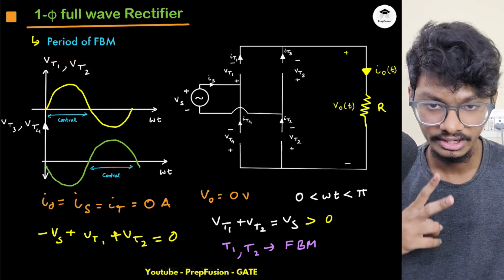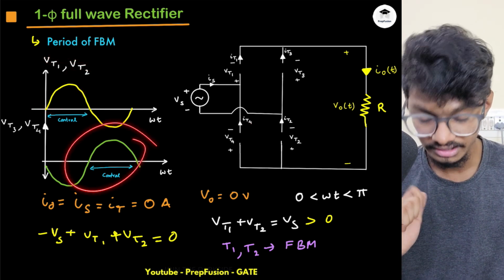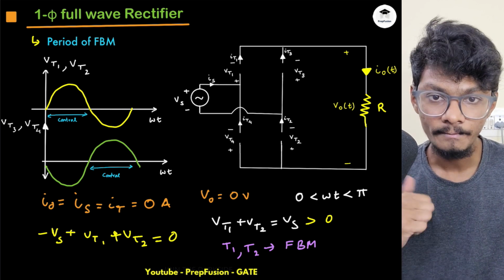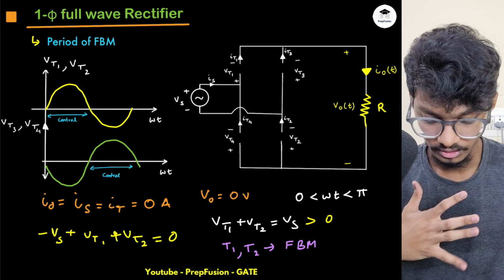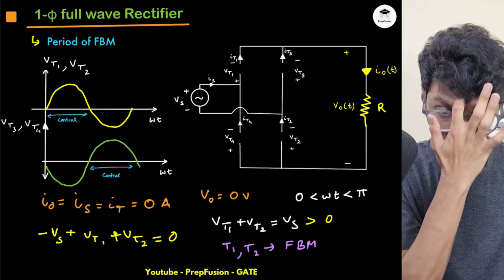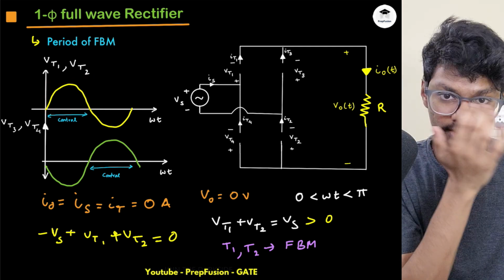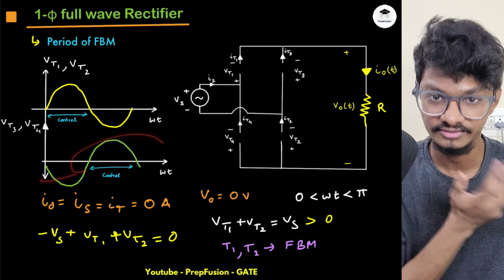Okay, I can trigger T1 and T2 between 0 to pi, and I can trigger T3 and T4 from pi to 2 pi. So from 0 to alpha, these two SCRs will be in forward blocking mode, and these two SCRs will be in reverse blocking mode.